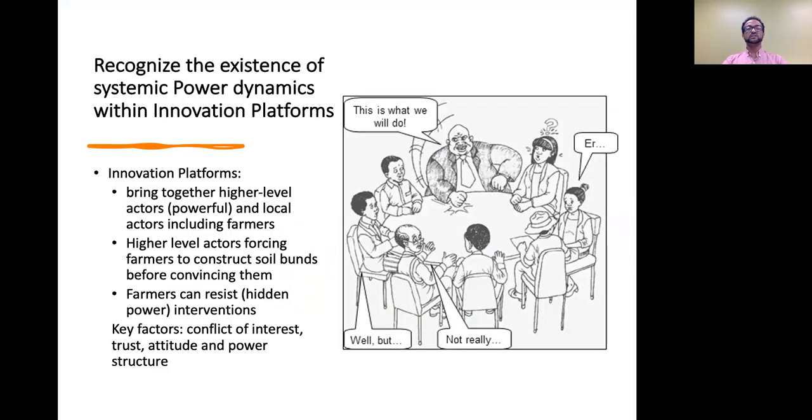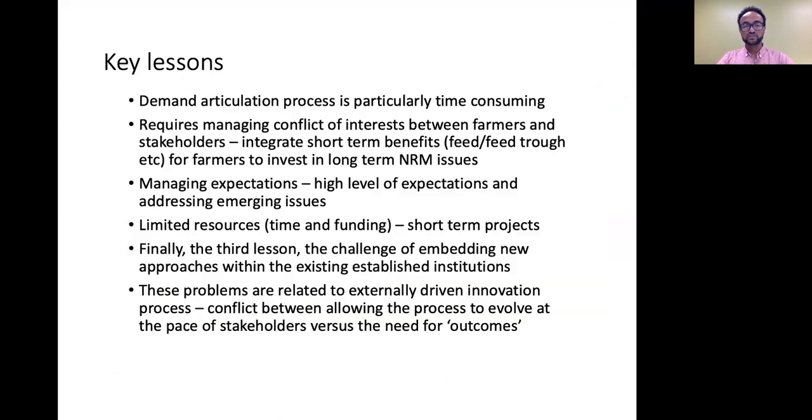So the lessons we learned are mostly about power dynamics. It was a bit challenging for us to manage the conflicts between higher-level actors and farmers, because the higher-level actors think that farmers are not adopting the technologies, such as the soil bands, but farmers have a good reason for that. So these are issues that really need to be considered when bringing different stakeholders together.